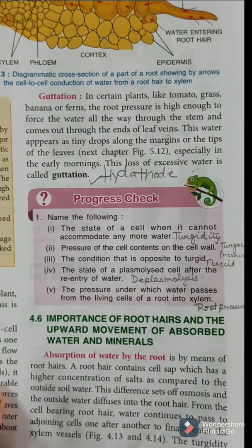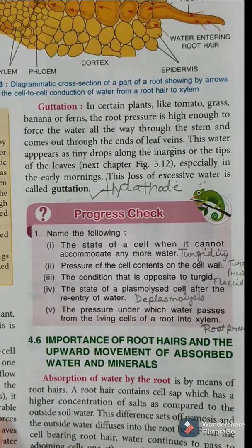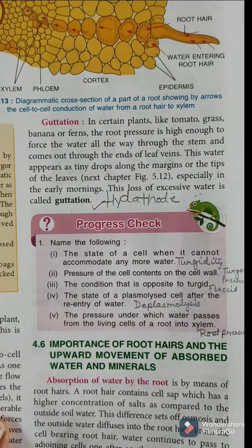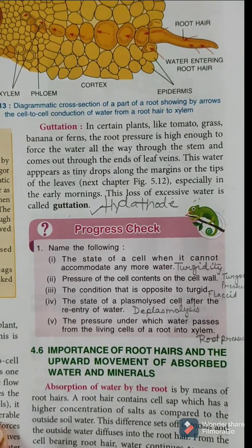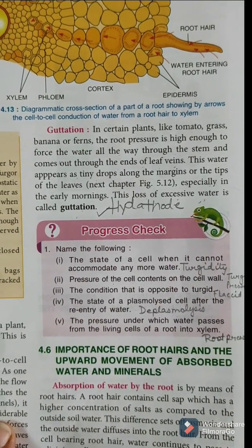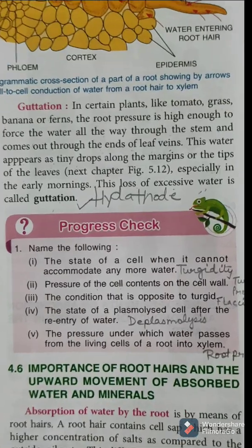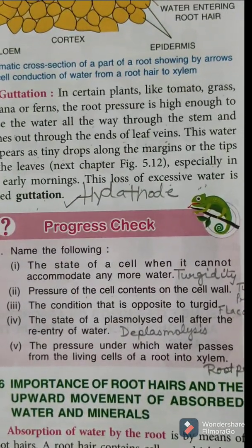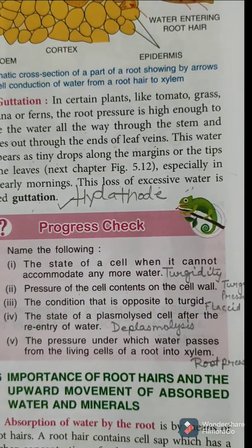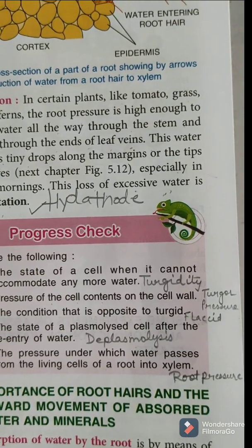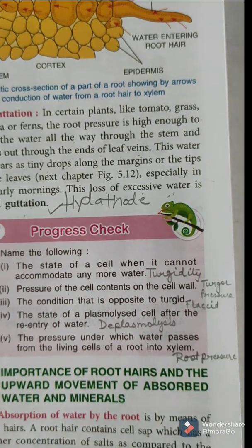Now progress check on page number 47. Name the following. State of a cell when it cannot accommodate any more water. Turgidity. Water cannot enter any more. Condition is turgidity. Pressure of cell content on cell wall. Turgor pressure. Condition that is opposite to turgid.